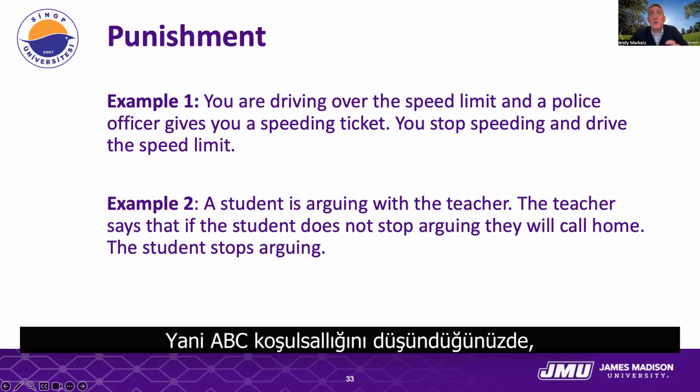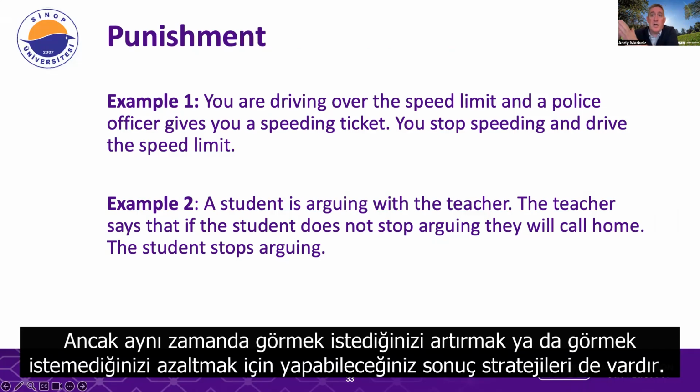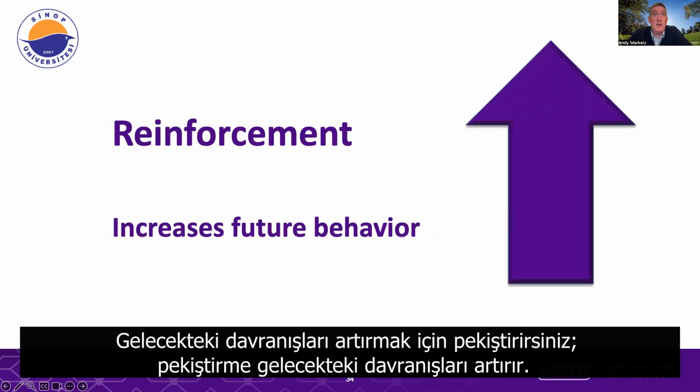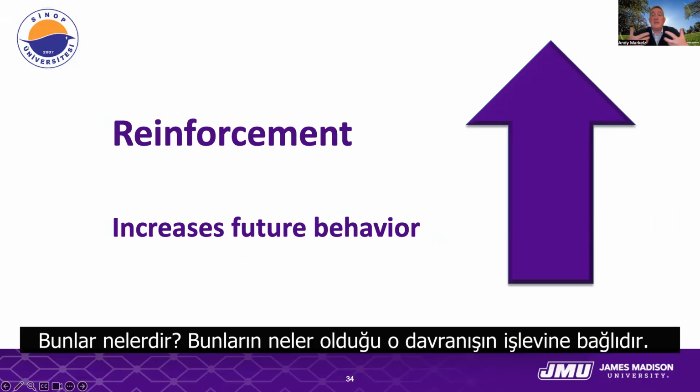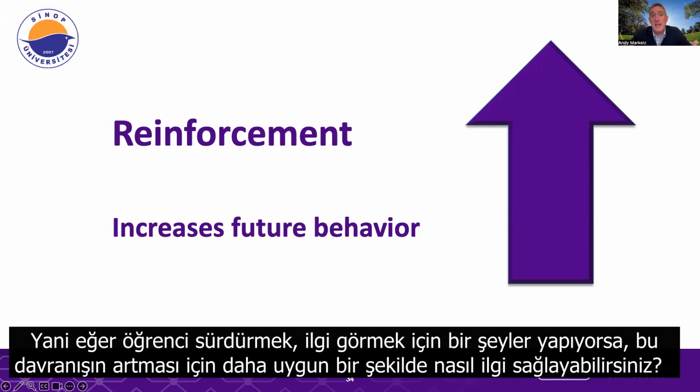So whenever you think about the ABC contingency, there's antecedent strategies you can do to affect the behavior, to prevent it from happening. But then there's also consequence strategies that you can do to either increase what you want to see or decrease what you don't want to see. And by increasing future behaviors, you reinforce. Reinforcement increases future behaviors. It depends on the function of the behavior. So if the student is doing something to get attention, how can you provide attention in maybe a more appropriate way so that that behavior increases?